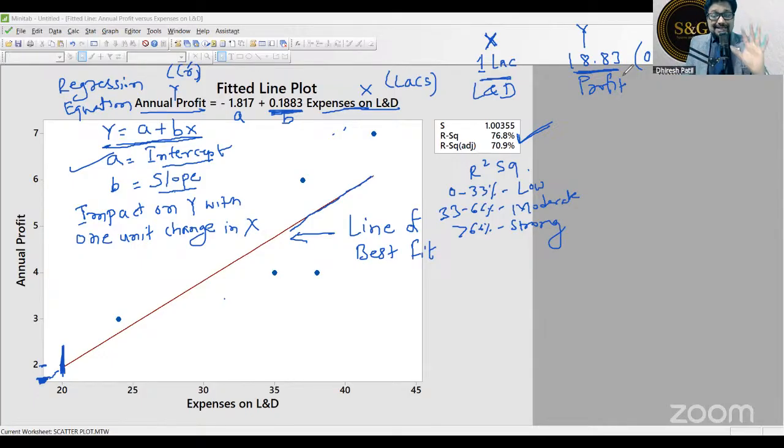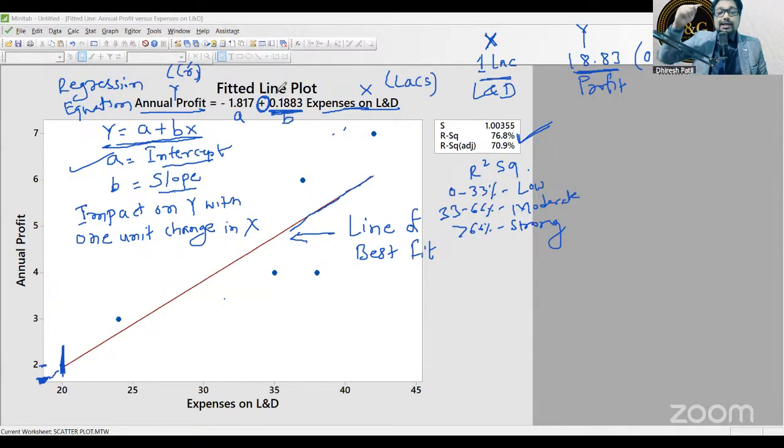Now just try to understand this. If this would have been a negative correlation, the slope would have been negative. That means as I'm increasing my X, my Y is decreasing. It would have been negative. But because it is positive, here you can see a positive sign in the center. It is a demarcation that as my X is increasing, my profit is positively increasing.